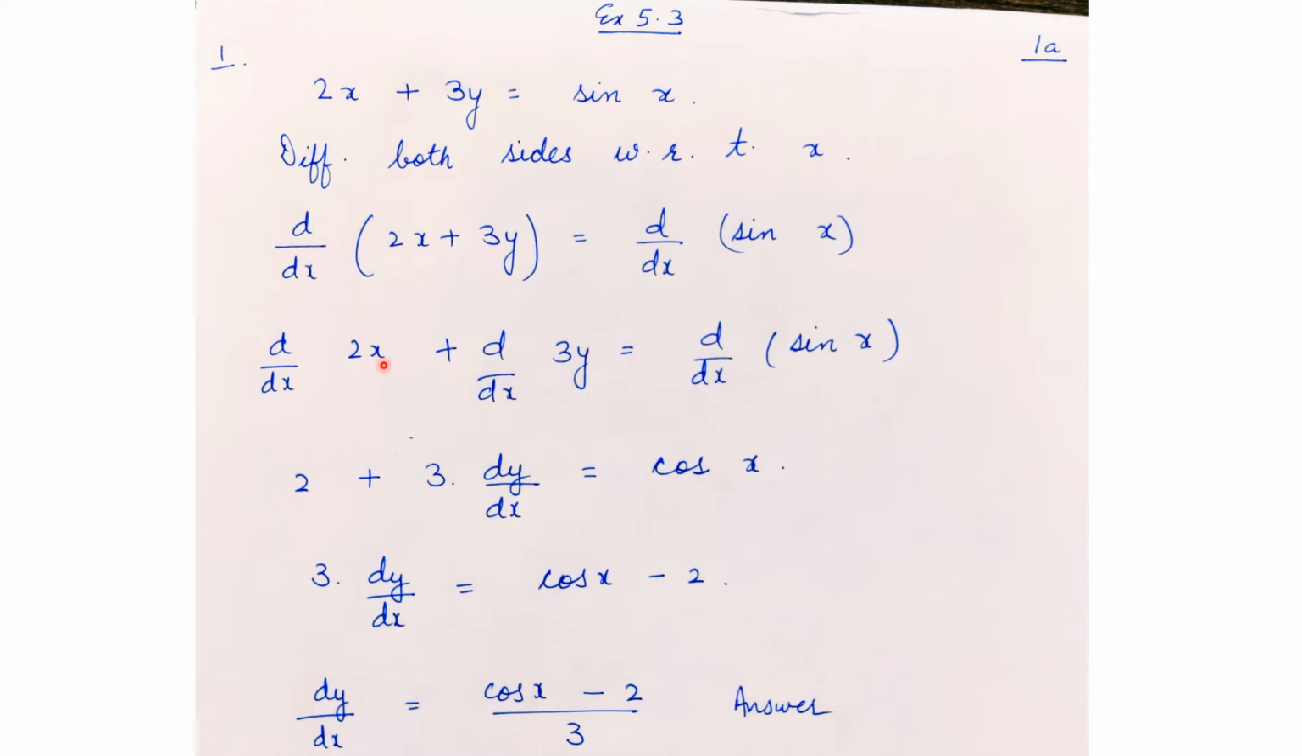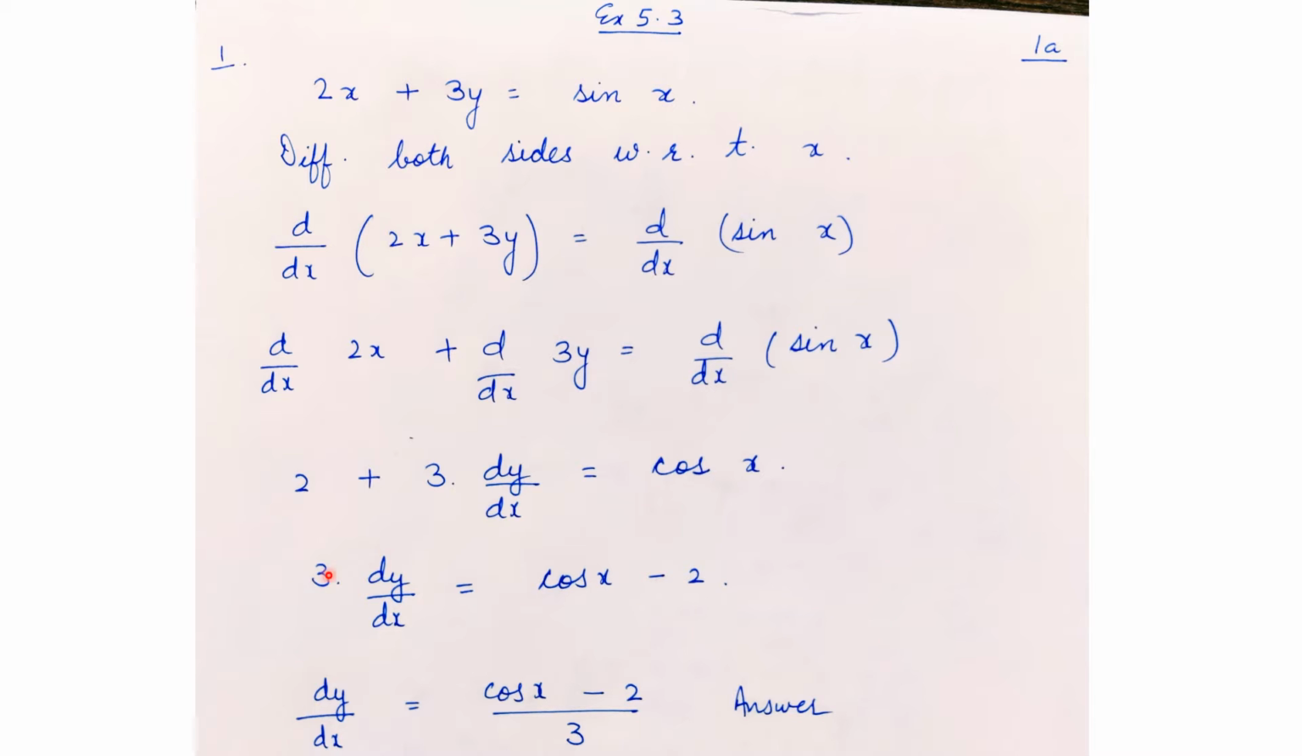Now d by dx 2x plus d by dx 3y will be d by dx sine of x. d by dx 2x will be, what is the answer? 2. Now d by dx 3y will be 3 as it is, multiplied by dy upon dx. Now what is the derivative of sine x? It is cos x. Now here we take 3 into dy by dx on the left hand side and we take 2 towards the right side. So we get 3 dy by dx is equal to cos of x minus 2.